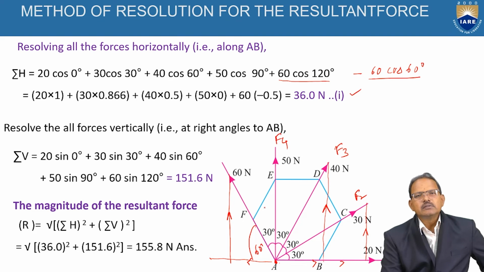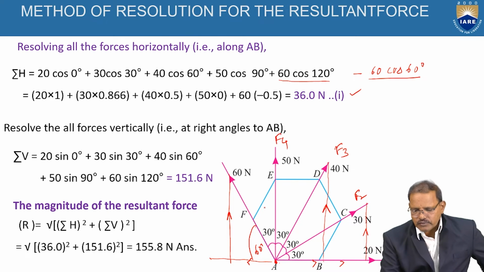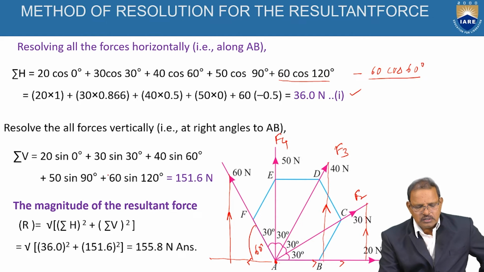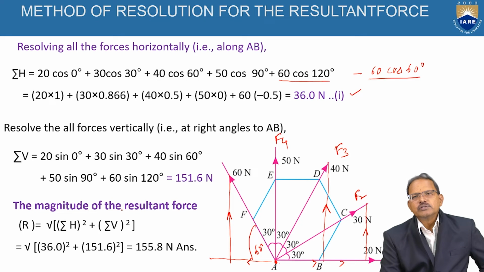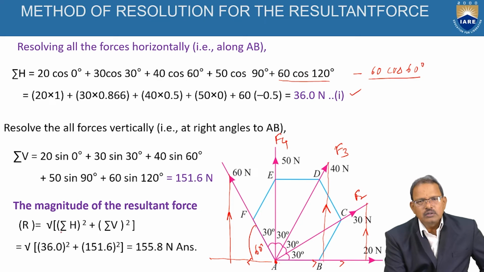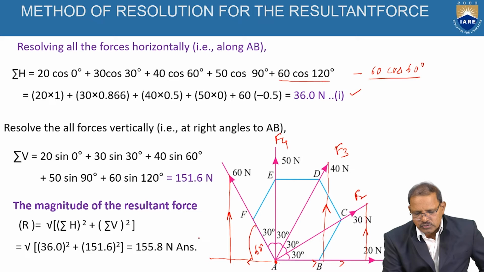This sum is treated as the vertical component of the resultant force of the 5 forces F1, F2, F3, F4 and F5, which is equal to 151.6. Just we got it now. The magnitude of the resultant force is R equal to the square root of sigma H whole square plus sigma V whole square, which is equal to 36.0 whole square plus 151.6 whole square, which is equal to 155.8 newtons. Answer.